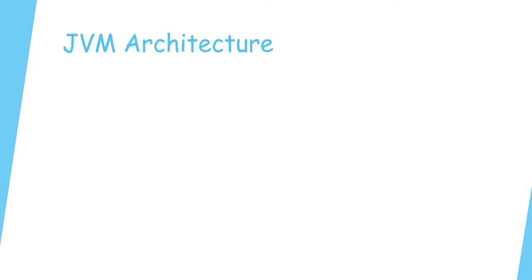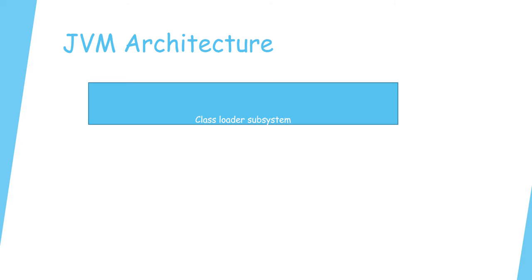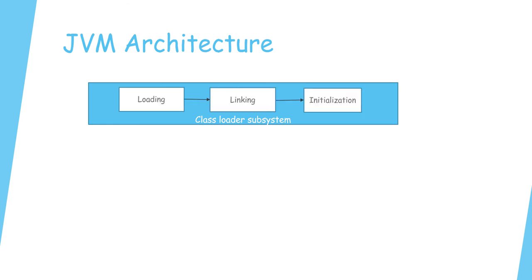JVM architecture is broadly divided into three subsystems. The first subsystem is the class loader subsystem. It consists of three activities: loading, linking, and initialization. We'll discuss each of these stages in a while.